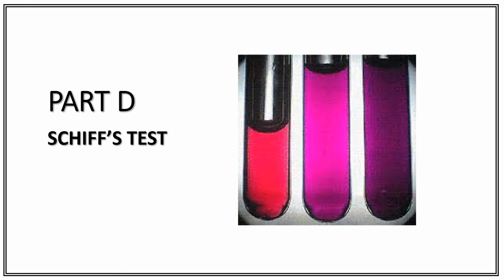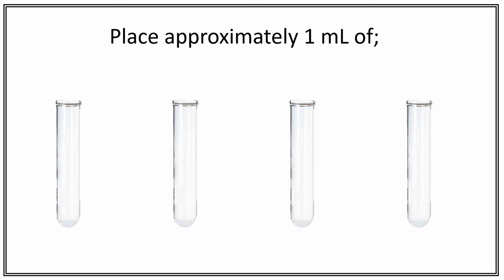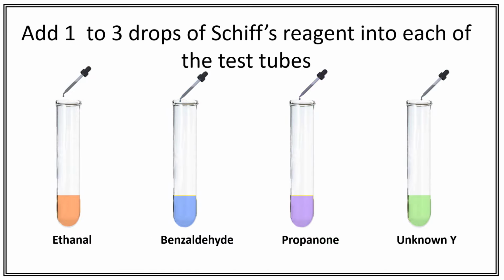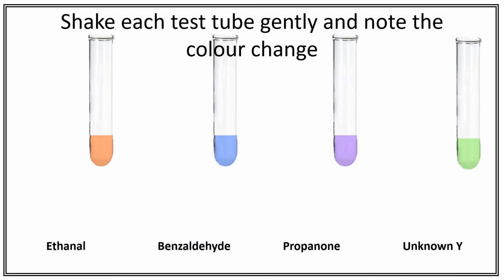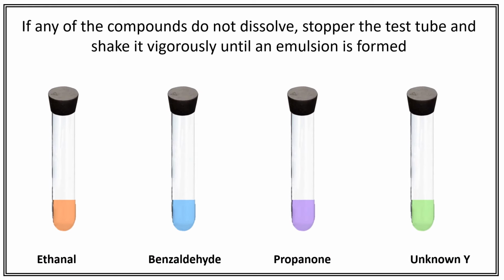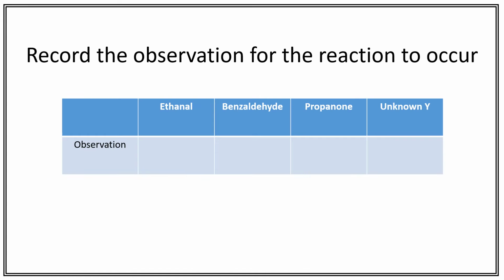Part D. Schiff's test. Label four test tubes as ethanal, benzaldehyde, propanone, and unknown Y. Place approximately 1 ml of each compound into the tubes. Add 1 to 3 drops of Schiff's reagent into each of the test tubes. Shake each test tube gently and note the color change. If any of the compounds do not dissolve, stopper the test tube and shake it vigorously until an emulsion is formed. Record the observation for the reaction to occur.